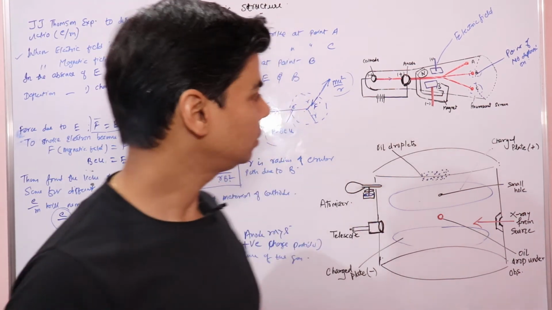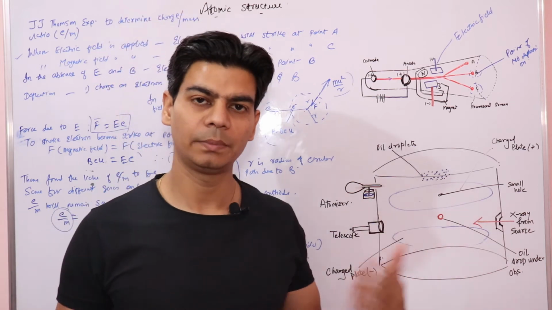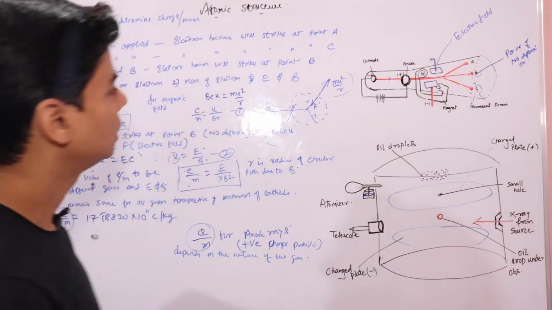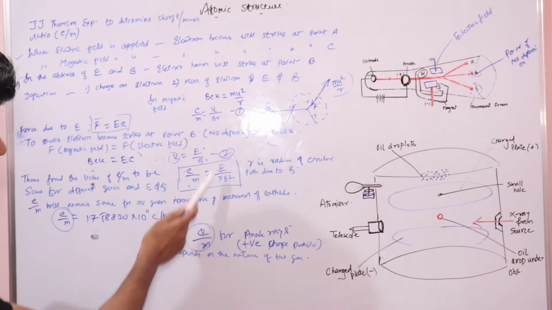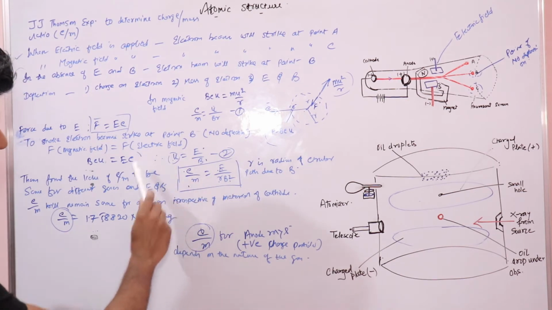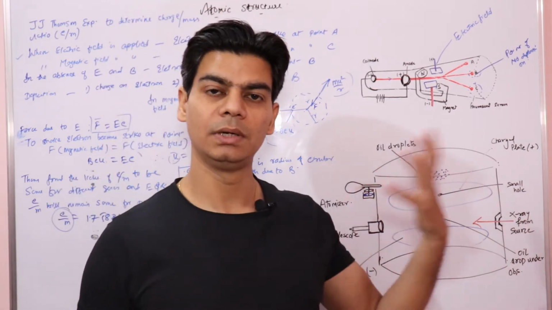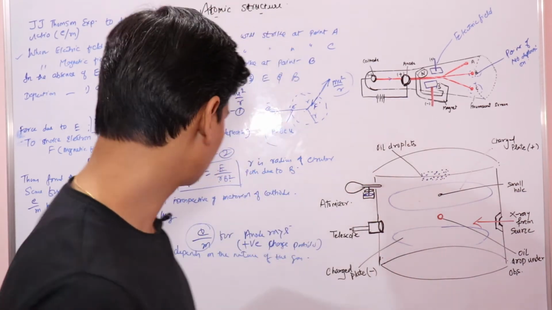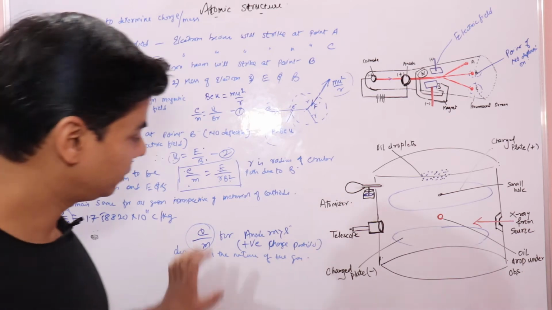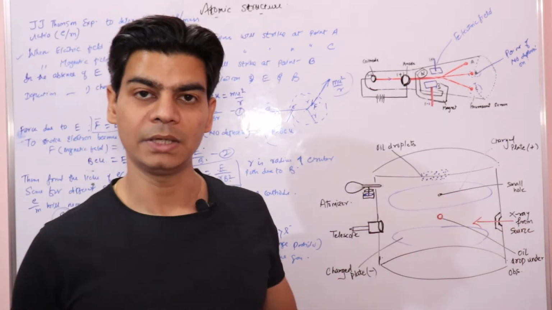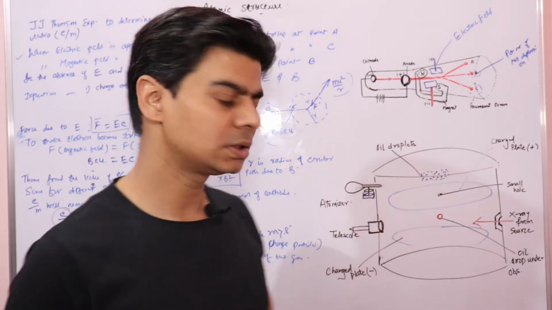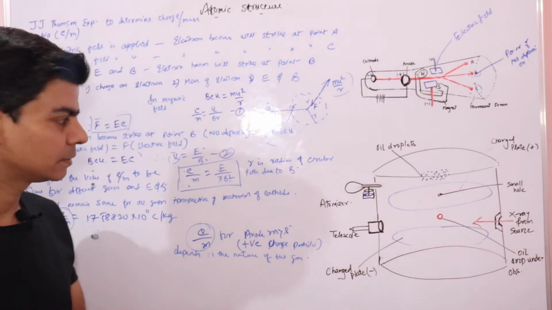Now this video lecture is in continuation to our previous video lecture, where we have reached this derivation of e upon m. We said that e upon m will remain the same for electrons, and it varies for positively charged particles, and it depends on the nature of the gas.